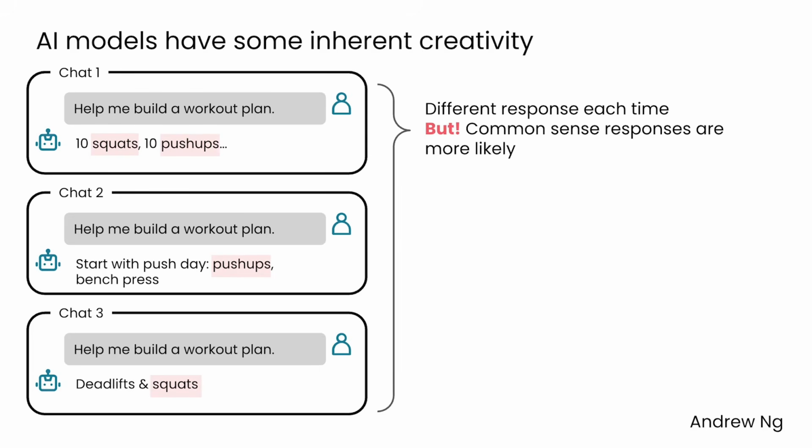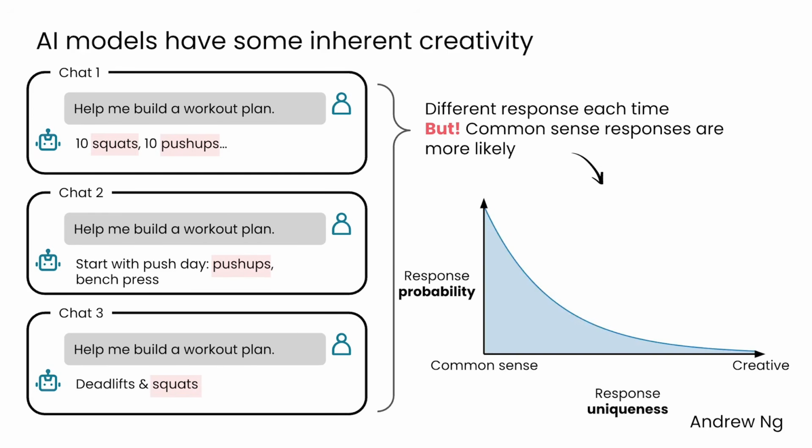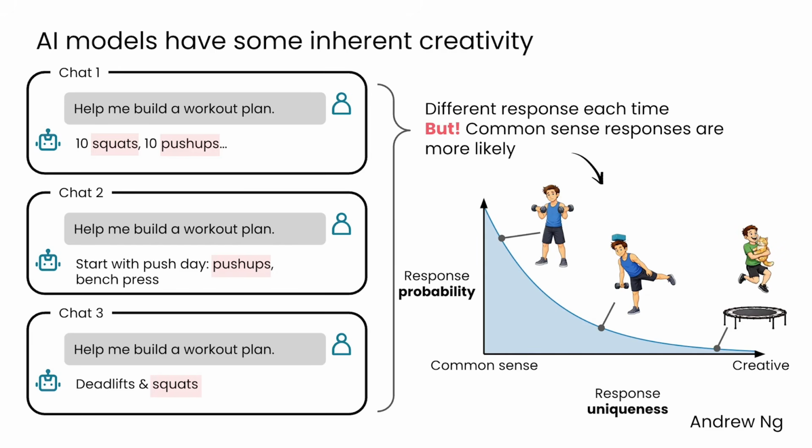Let me plot a conceptual diagram where on the horizontal axis, I'm going to plot how unique a response is, how creative a response is. So on the left are responses like normal weightlifting exercises like bicep curls, which is very common sense, to then maybe slightly more unique things like standing on one leg with a yoga block on your head, to the really creative ones like cat-triggered micro workouts. And on the vertical axis, I'm going to plot the probability of AI giving these different responses.